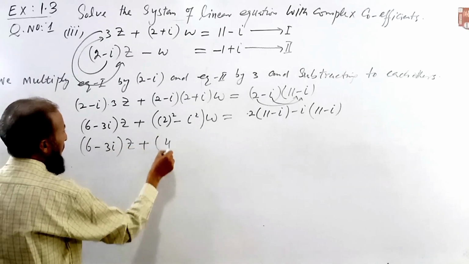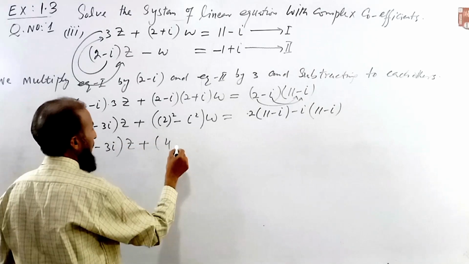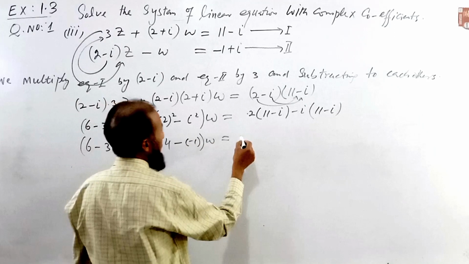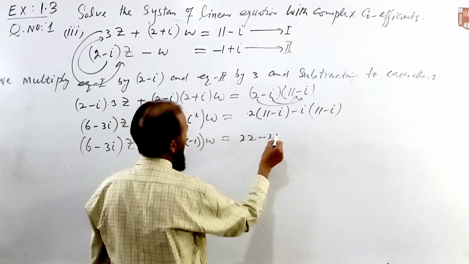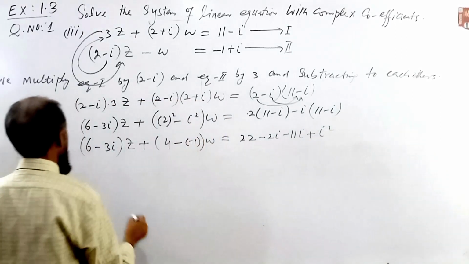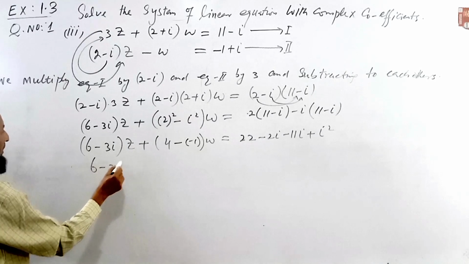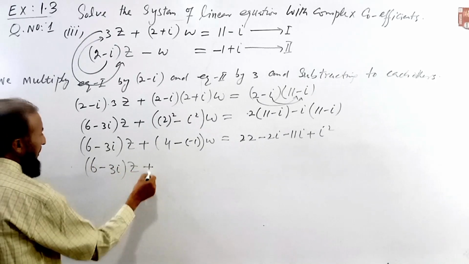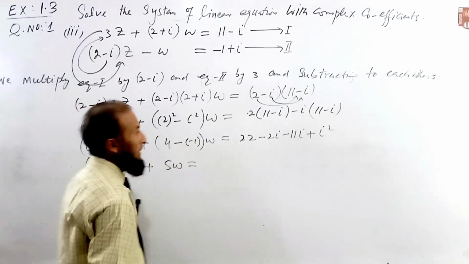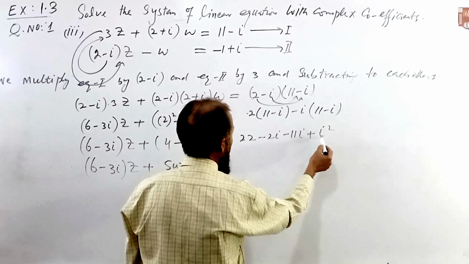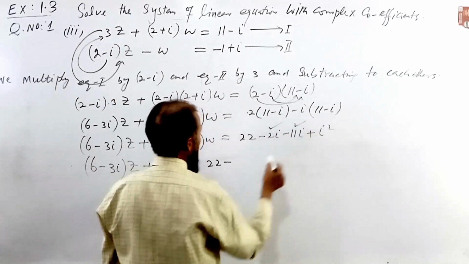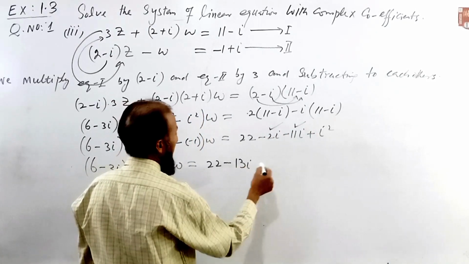Here we get 4, and in place of iota square we put minus 1, and multiply: 22 minus 2 iota minus 11 iota plus iota square. Now further simplification: (6 minus 3 iota) into z plus 1 plus 5 w, and here we will get iota square minus 1, 22, minus 2 iota minus 13 iota and minus 1.